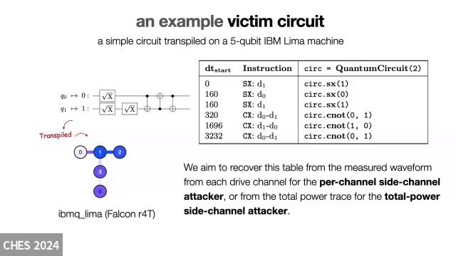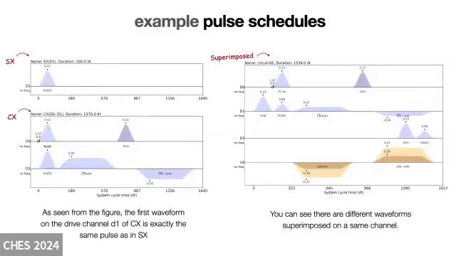While the per channel attacker aims to recover this table from the measured waveform from each drive channel, the total power trace attacker employs only a single mixed, superimposed, summed up amplitude sample, because the attacker does not have access to the individual drive channels. As seen from this figure, the first waveform on the left, on drive channel D1 of CX at the bottom, is exactly the same pulse as in SX on the top. So when the pulses are summed up, such as on the right, it is not easy to distinguish them.